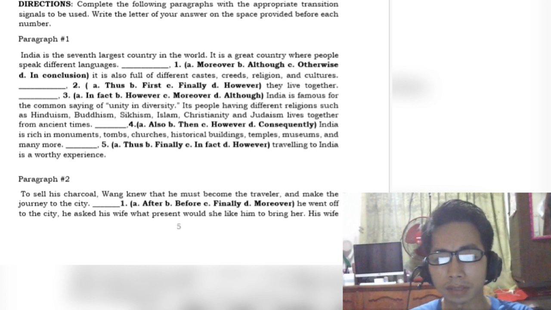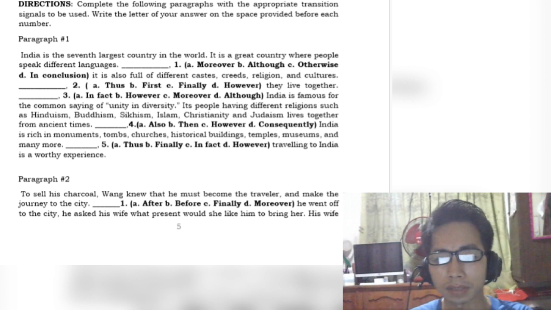The number 2 question here: transition signals signify different ideas like addition, like blank, like blank. Here there's a hint: addition, and other ideas. I give you another idea: sequential, step by step, like first, second, third. You can put them in sequence or sequence of events and so on. That's only a hint for you to get the correct answer. Then you just put your answers in the remaining blanks.